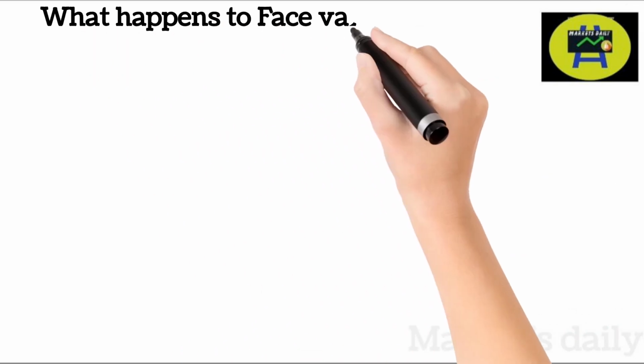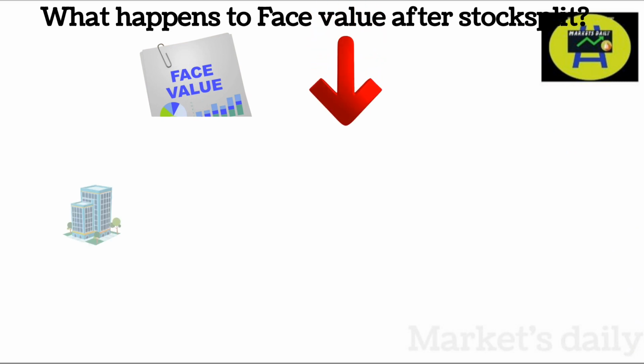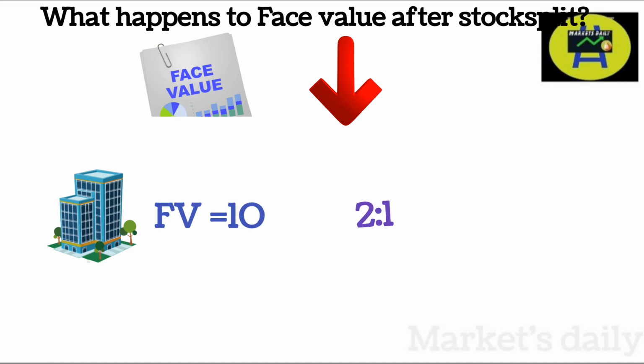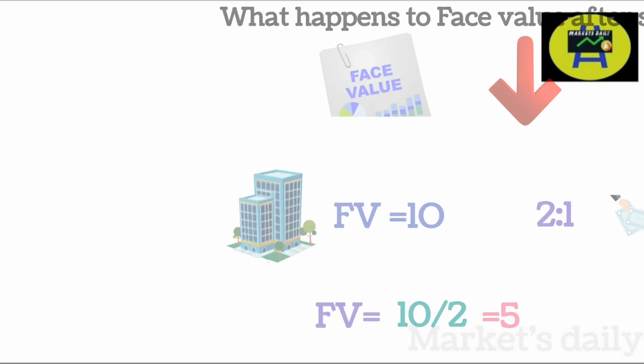What happens to the face value of a stock after a stock split is given? Face value gets considerably reduced based on the ratio fixed by the company. For example, the company X has a face value of rupees 10 and it has fixed a split ratio of 2:1. Now the new face value would be 10 divided by 2, that is 5 rupees.